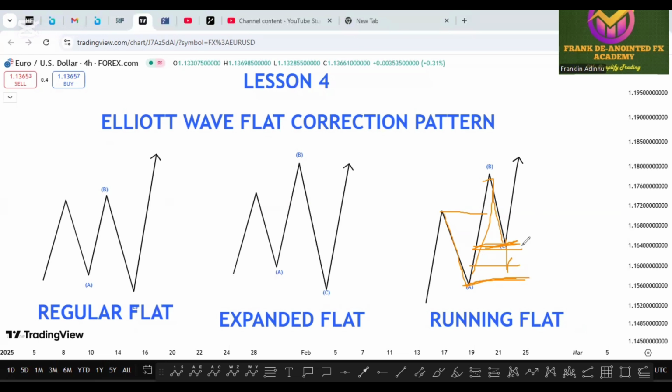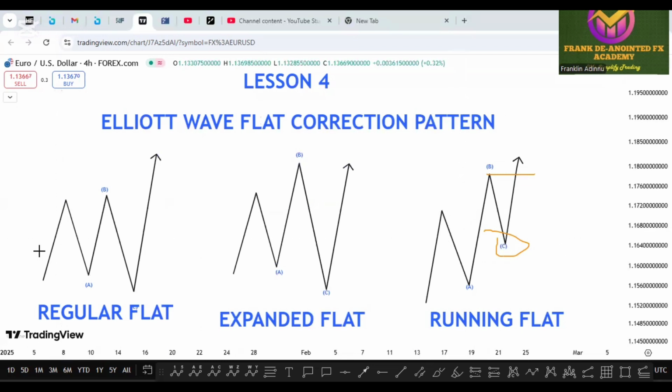I don't think anybody catches this running flat, because you have to be very, very careful to catch them. It's very difficult to get a running flat. You can only catch it when it has broken above here. When you see the trade come here, break here, then you look for a correction and enter. But for you to catch it from here, I don't think anybody has ever done that. So it's very difficult to catch it from this very place.